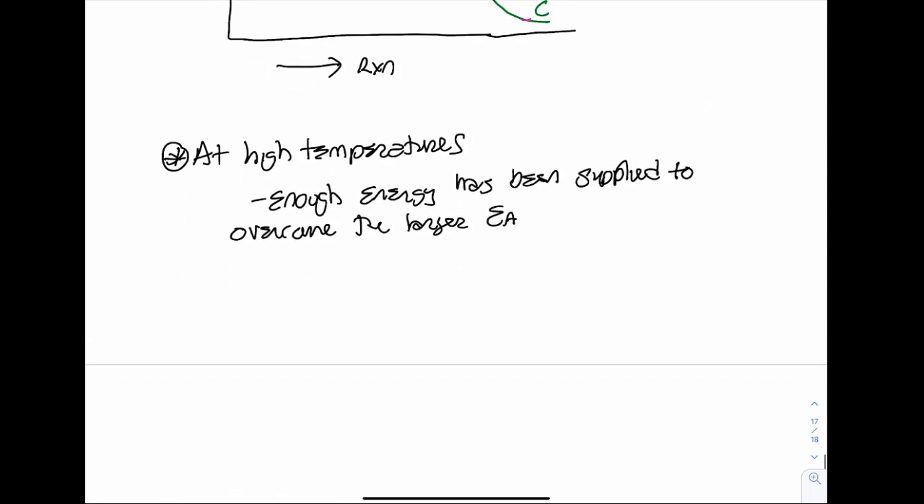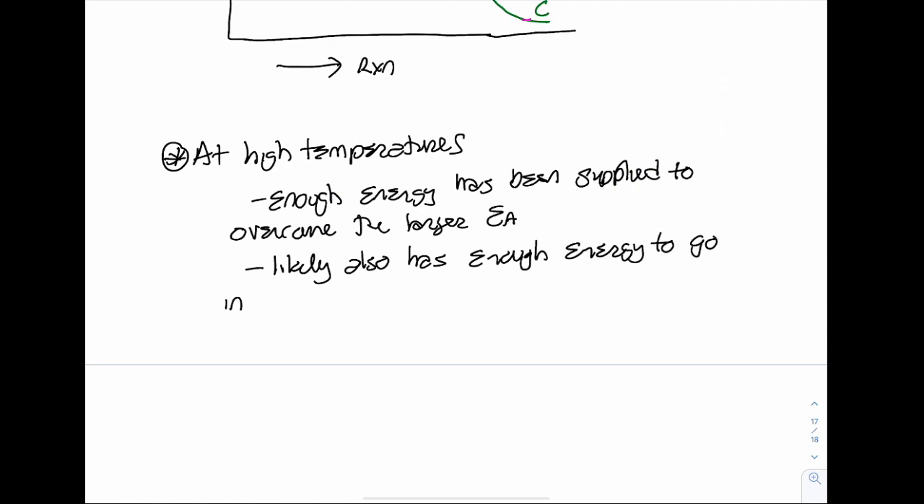So enough energy has been supplied to overcome the larger activation energy, and likely also enough energy to go in the reverse direction. My activation energy is much larger in that reverse direction, but we can go from products back to reactants. So it would be a reversible reaction. We could reach equilibrium. Equilibrium is going to be favored in the forward direction, because that's the way that's going to give me the negative free energy change. It's more stable in that direction.